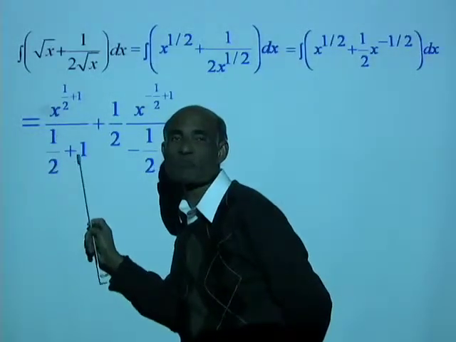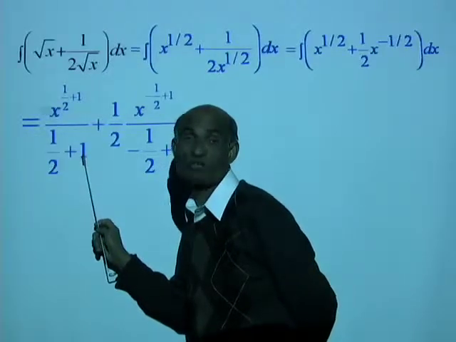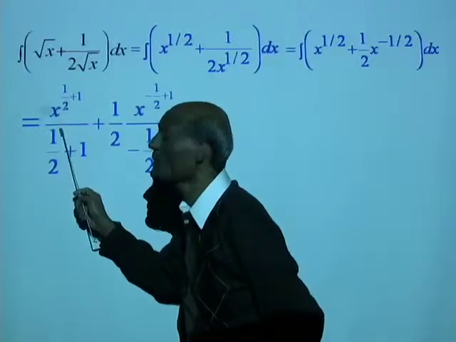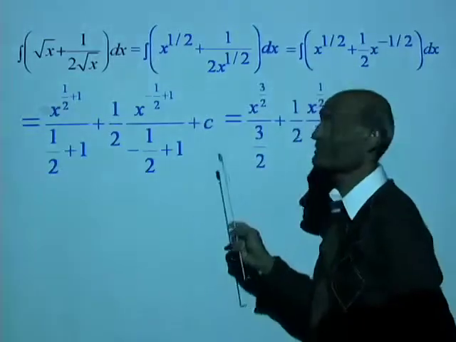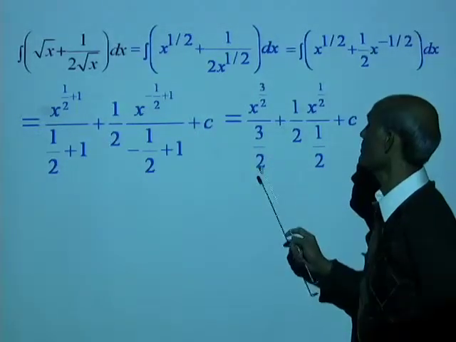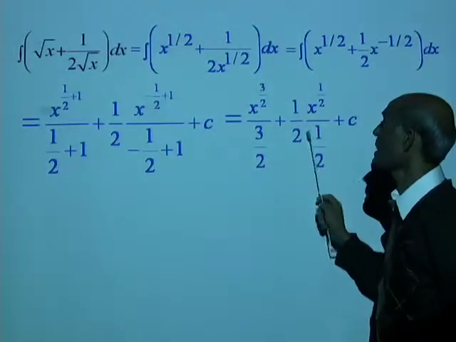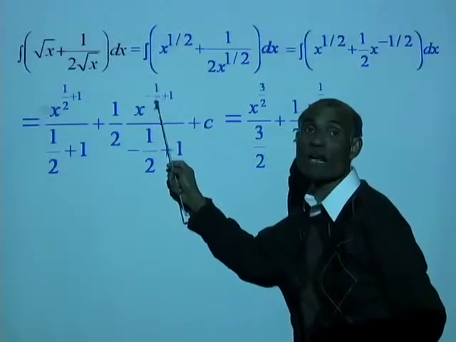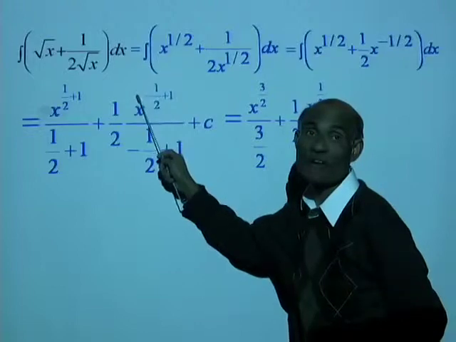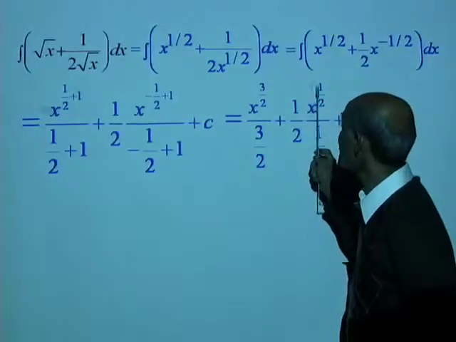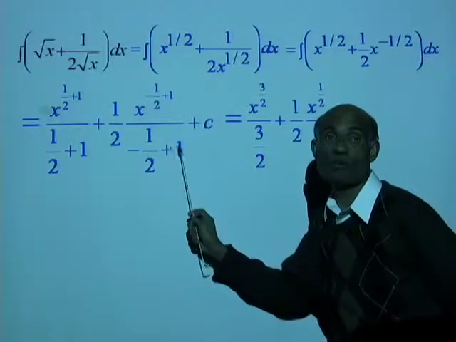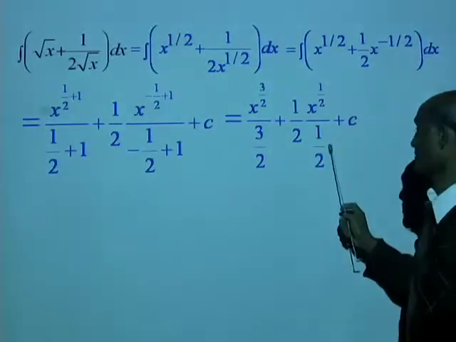What is 1/2 plus 1? That will be 3 over 2. So this will be x to the power of 3 over 2 divided by 3 over 2. There you go. Plus 1/2 times x to the power of -1/2 plus 1, which is positive 1/2, so x to the power of 1/2 over, this is also 1 minus 1/2, which is 1/2.